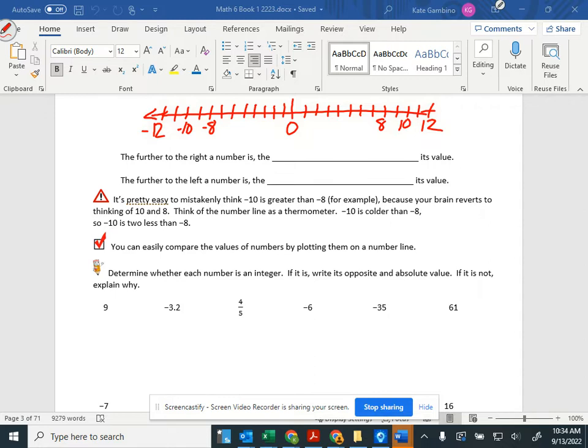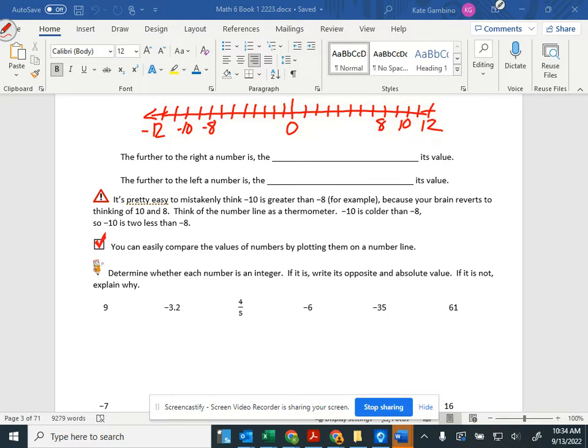But a lot of times we think of the positive 8 and positive 10, and we're thinking we're going to the right. So be very careful when it's those negative numbers. Think about farther to the left, the lesser the number.